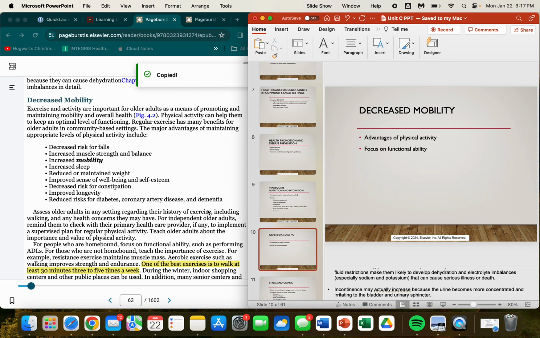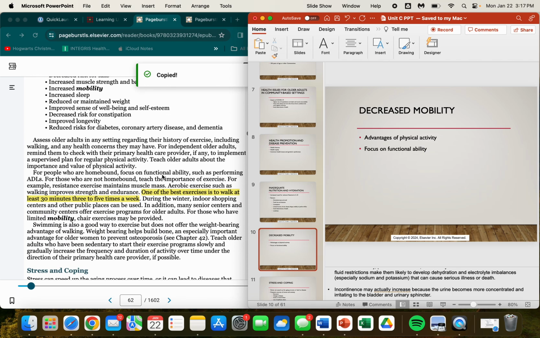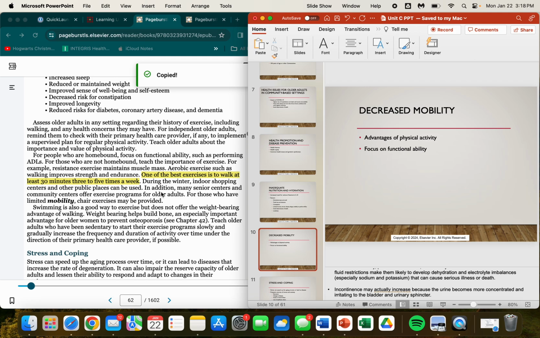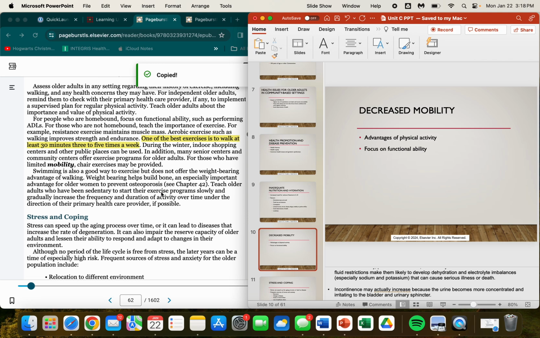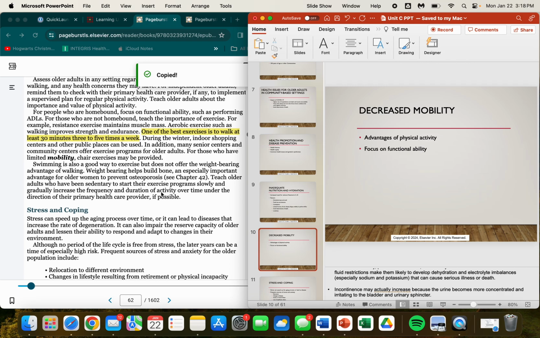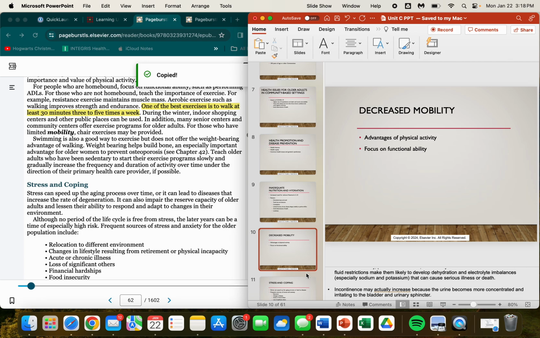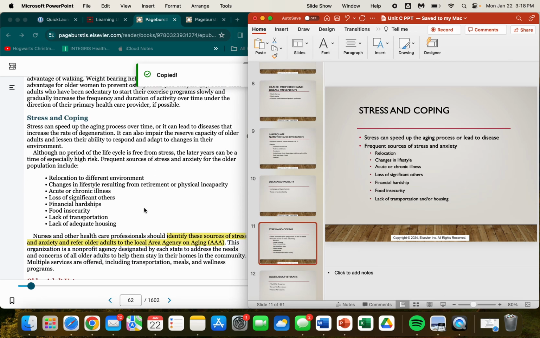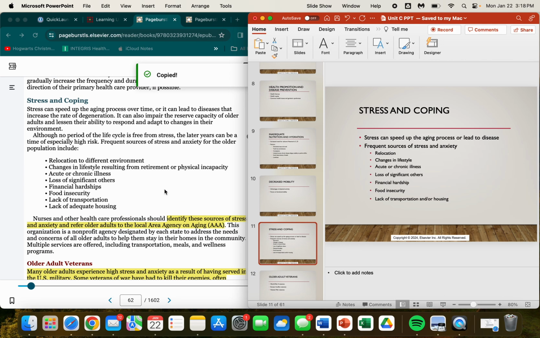And when we talk about mobility, one of the best things to do is just promote exercise, promote those interventions that help those patients maintain ADLs and maintain their mobility to as functional a level as possible. When we talk about stress and coping, this can actually speed up the aging process. If patients are experiencing high levels of stress, it can speed up the aging process and lead to disease.